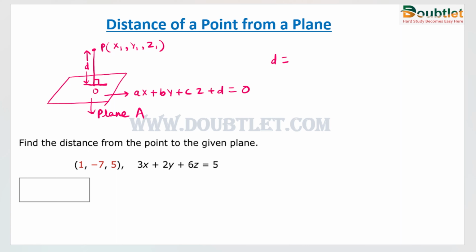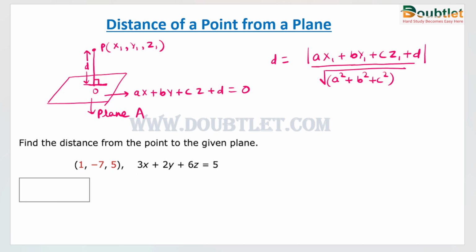Then we will use this formula: ax1 plus by1 plus cz1 plus d, divided by the square root of the coefficient of x square, that is a square, the coefficient of y square, that is b square, and the coefficient of z square, that is c square. And we need to find the magnitude of this numerator term. So this whole expression is the formula to find the distance of any point from a plane. This is the concept that we have learned.